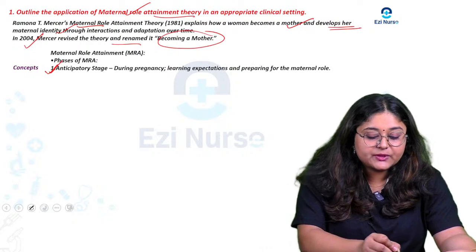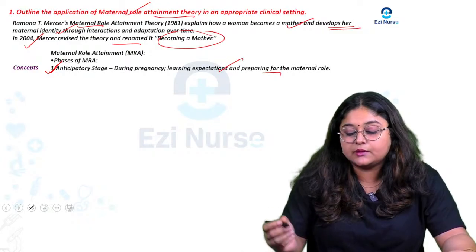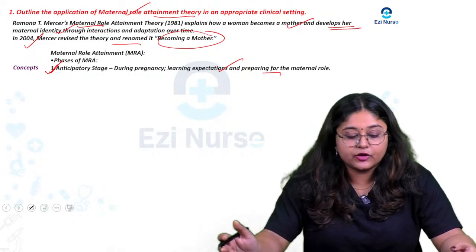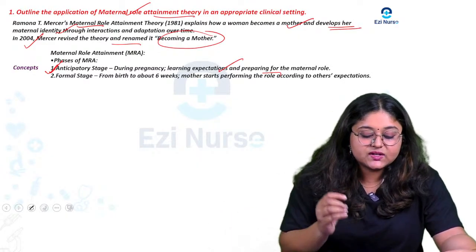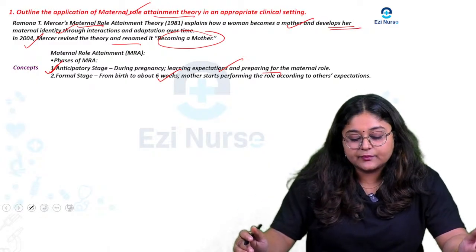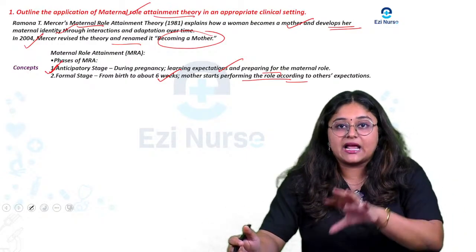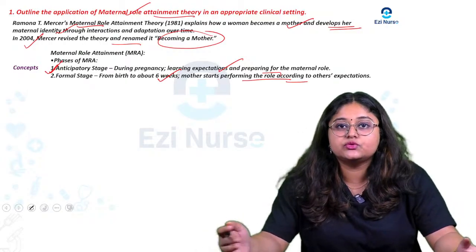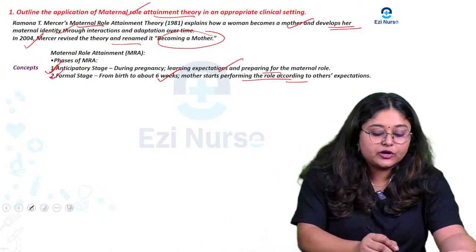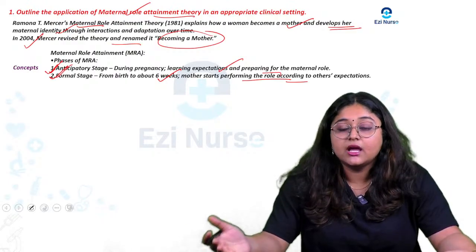First is the anticipatory phase. In this pregnancy journey, they are learning the expectations and preparing for the maternal role. Mentally, the mother is preparing herself for maintaining the maternal role. Next is the formal stage. From birth to about 6 weeks, the puerperium period, the mother starts performing the role according to others' expectations, because grandparents are suggesting that the new mother do this and that for the baby. So that is the formal stage. The mother takes time to understand what to do, when to do, and why to do.